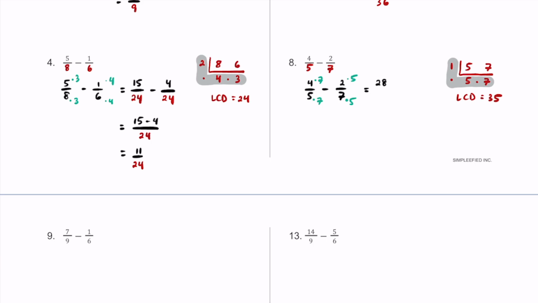7 times 4 is 28, so we have 28 over 35. And then we're going to take away 2 times 5, which is 10, so we have 10 over 35. All right, so we have common denominators of 35. Let's put that 35 on the bottom. 28 minus 10 is going to be 18, and this will be our final answer, 18 over 35.